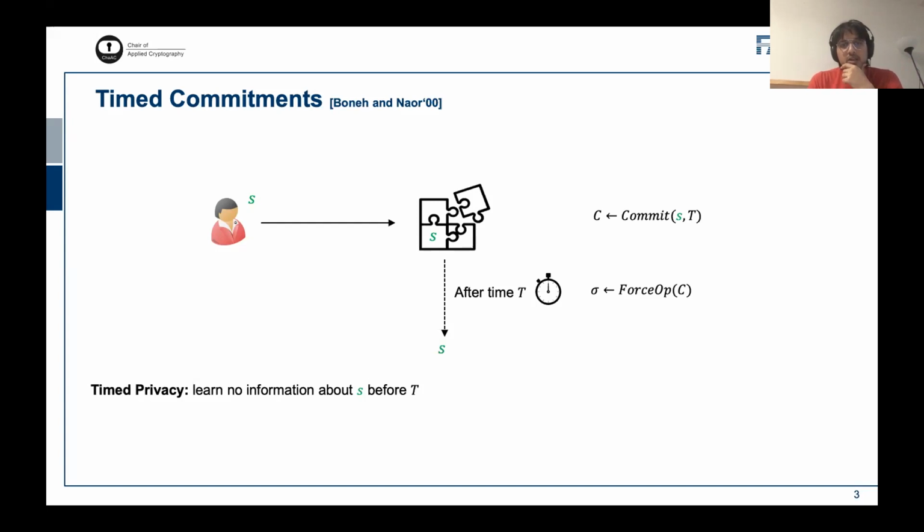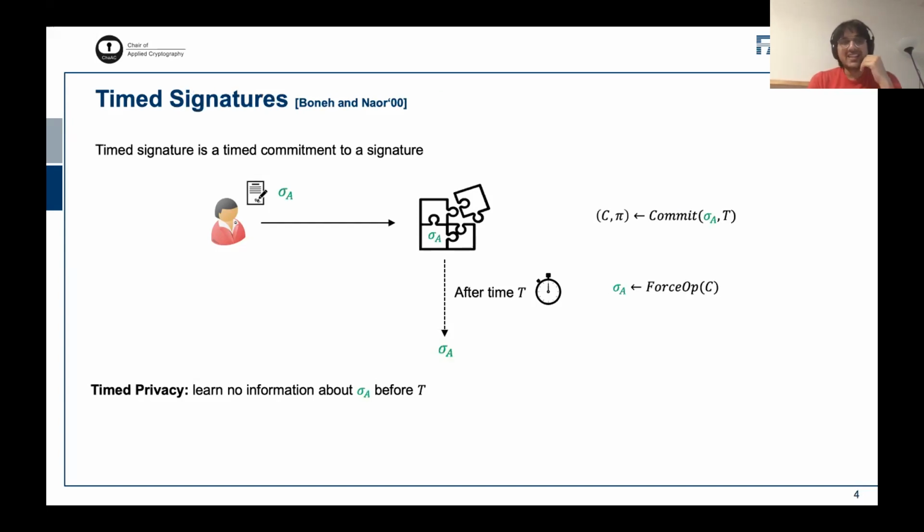Until time t, no information is revealed, and then by time t you can force open this commitment. And what are timed signatures? Think of the secret as being a signature on some known message under some known public key. Alice has a document with signature sigma A. She embeds this signature inside the commitment, and the commitment can be force opened in time t to reveal the signature sigma A. Timed privacy says that you can't know the signature before time t from this commitment.